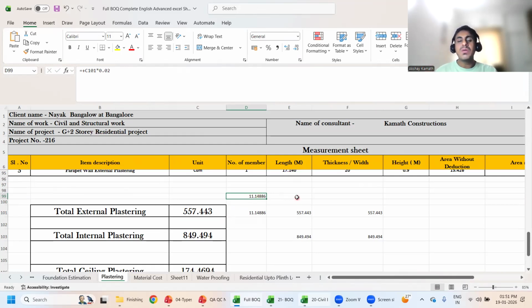Got it. Now, can you tell me how much cement and sand is required for this? Very simple. How will you calculate that? You should ask me what the ratio is. So just consider, instead of 11.14, consider it to be 11 only. 11 cubic meter of plastering is required.